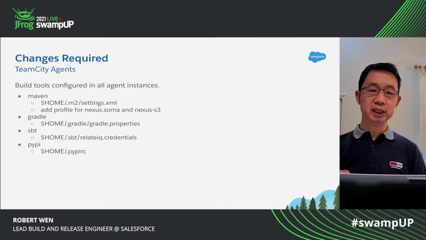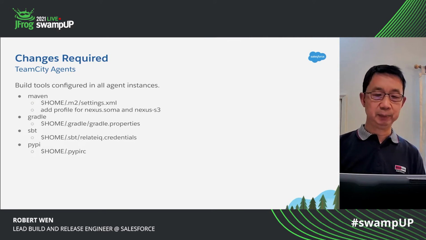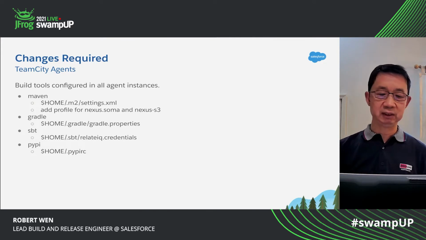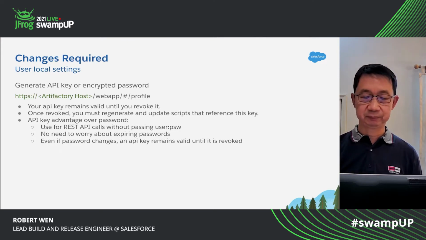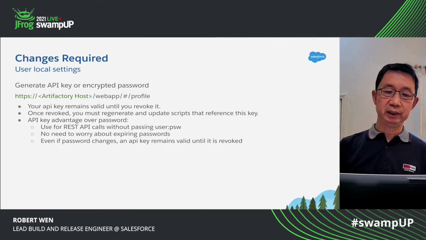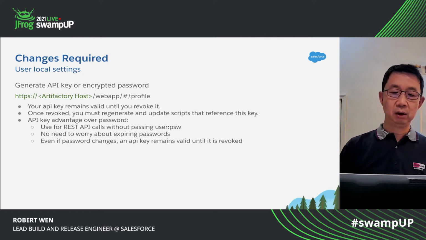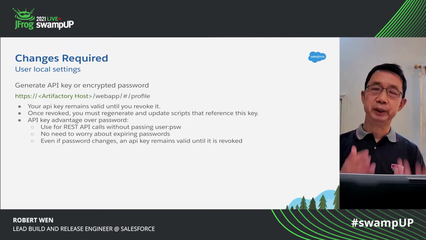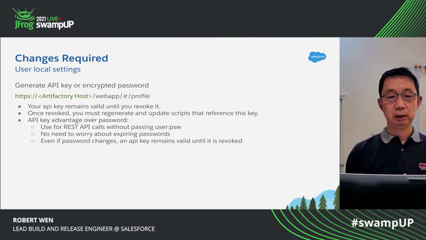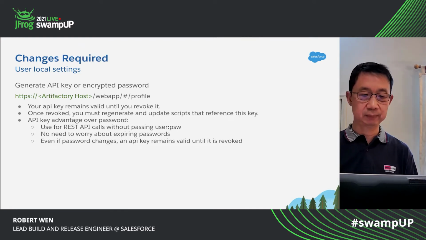In the TeamCity agent instance, here are all the local settings that need updating, including Maven settings, Gradle, SBT, Scala, and Python. On the user side, there are several key changes they must apply. First, all users need to log on to the new Artifactory server and generate new API keys. Those API keys will be used in their local settings.